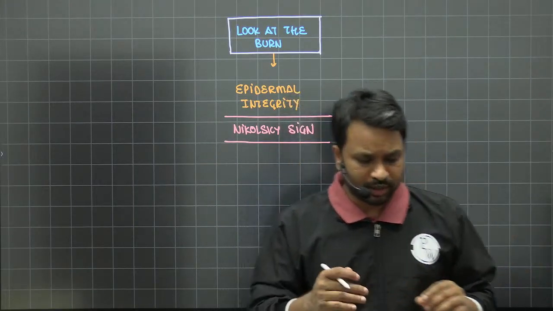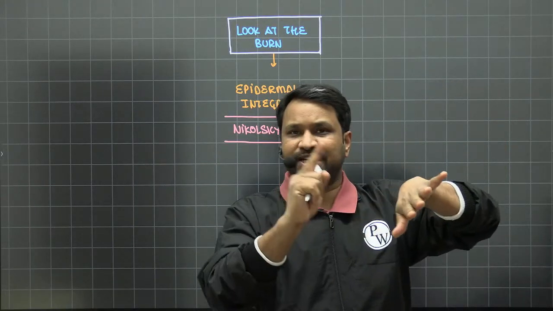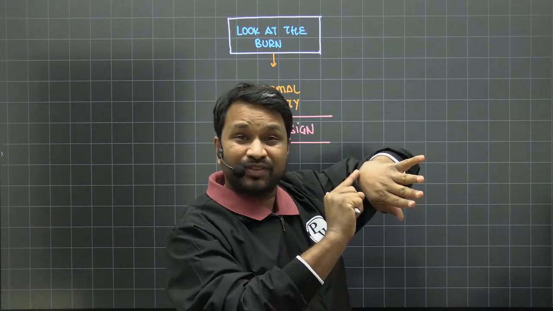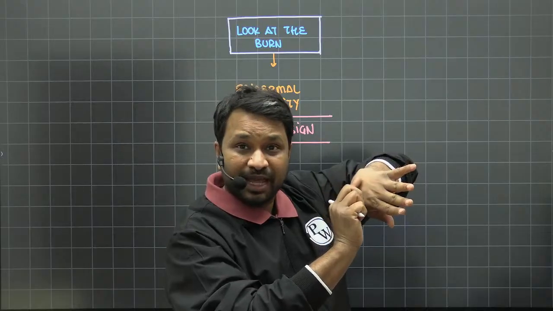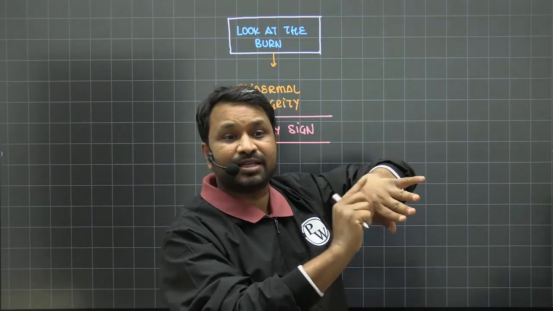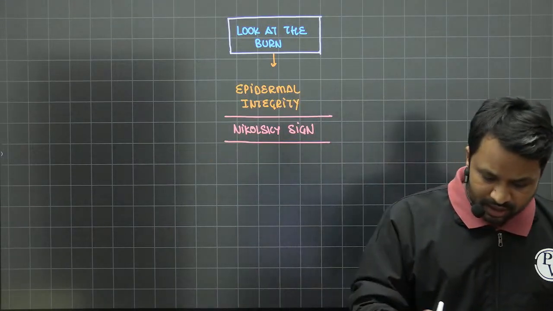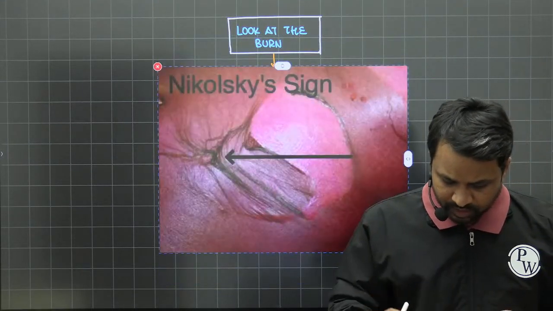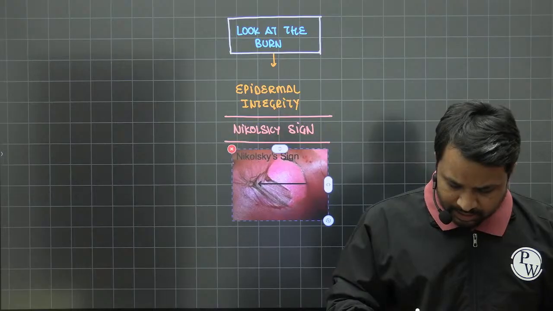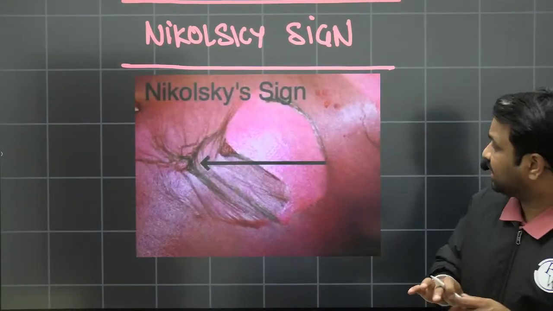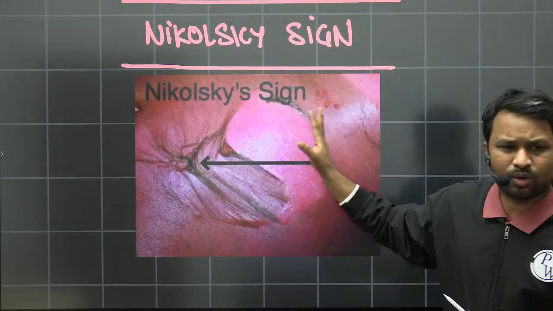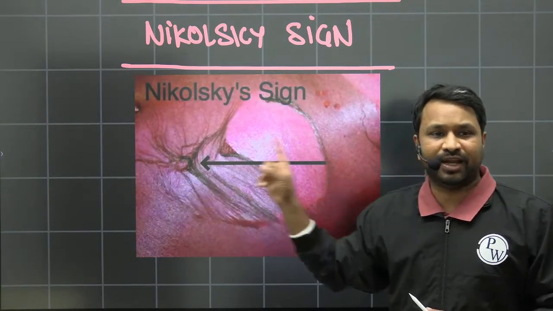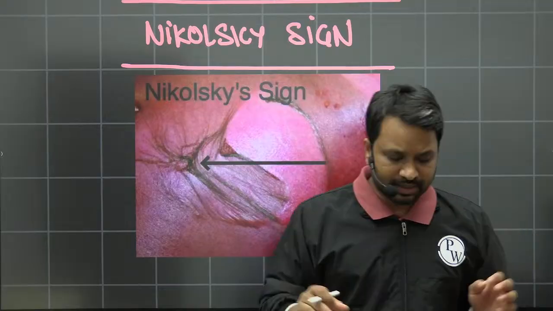So how do you do a Nikolsky sign? You just gently put the hand on the skin and then you try to rub it off. If you rub it off and if the epidermis peels off without any resistance, we call it a Nikolsky sign positive. If I just show you the image of what I mean by this. So this is what we call a Nikolsky sign positive. You can see that I'm gently going to rub my hand and without any pressure, without any resistance, the skin will directly give away. It will directly peel away, and this is what we call the Nikolsky sign positivity.